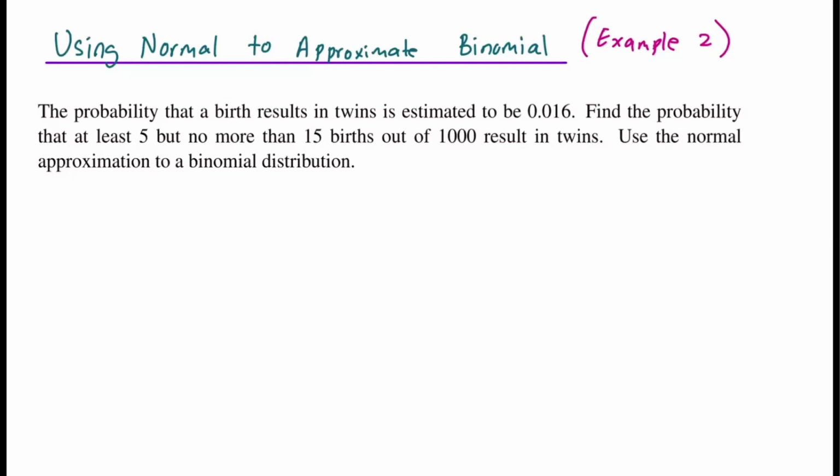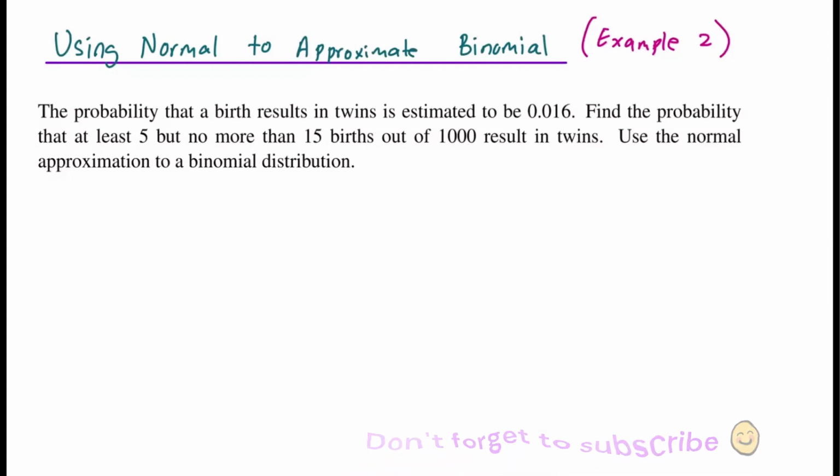Welcome back, everyone. Here's another example where we're going to use normal to approximate binomial. So we're going to use a different distribution to approximate another distribution. So binomial will be approximated by normal. I have done another example in a separate video. Please feel free to watch that and then continue into this one. So this is example 2 or another example of this idea.